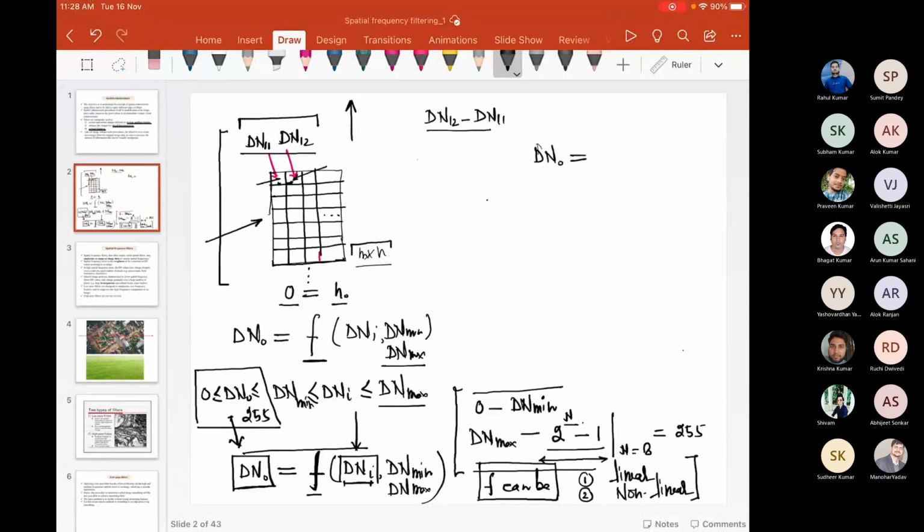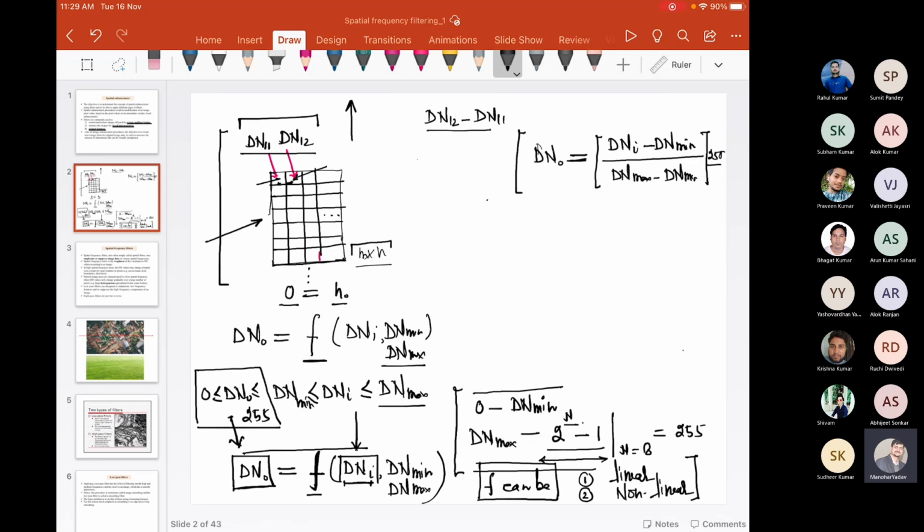So DN output is equal to DN input minus DN minimum, divided by DN maximum minus DN minimum, multiplied by 255. Yes, sir. Okay, good.